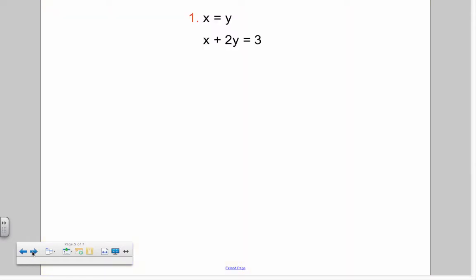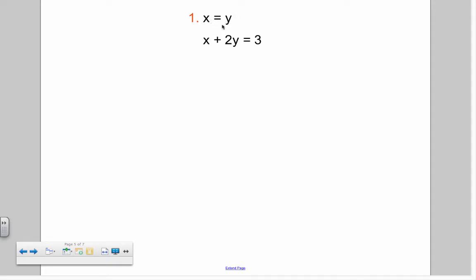Number 1, we're given 2 equations here. x equals y and x plus 2y equals 3. So I want to solve this system by substitution. I'm given 2 linear equations and I need to substitute. Well, the first thing that I need to do is solve one of the equations for a variable, either x or y. But if you take a look at number 1, it's actually solved for both.